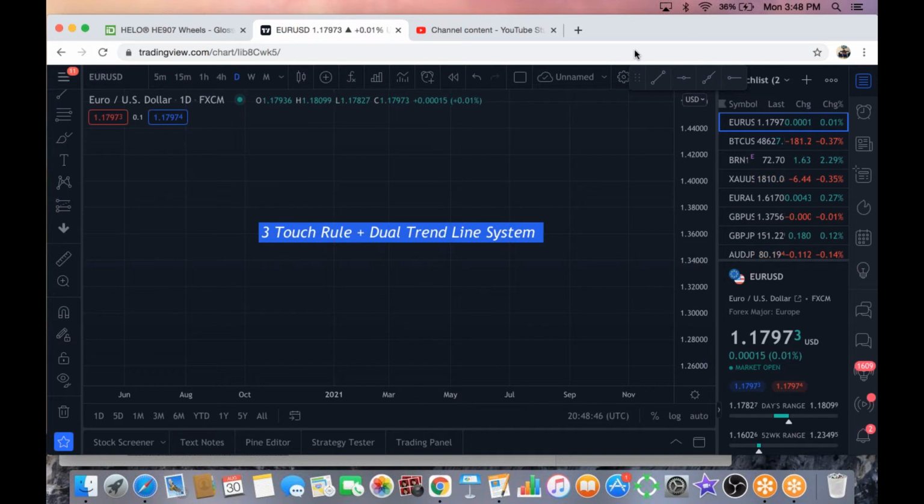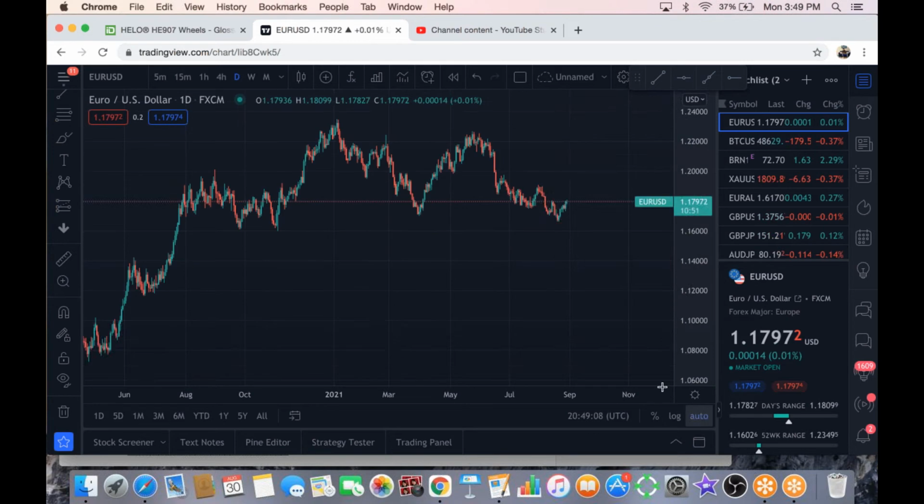Okay, so this three-touch rule is something that I love to use. I use this all the time. This is in my main ILT strategy. And the dual trend line system is going to help you not get so confused in a sense of where the money actually is, and it's going to show you where to put proper stop losses in place so that you protect yourself in the market. Okay, so I'm going to show you this example on Euro USD.